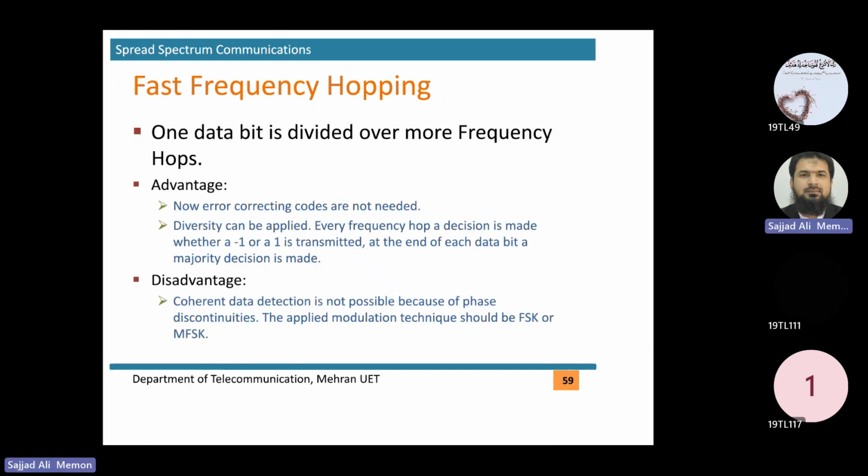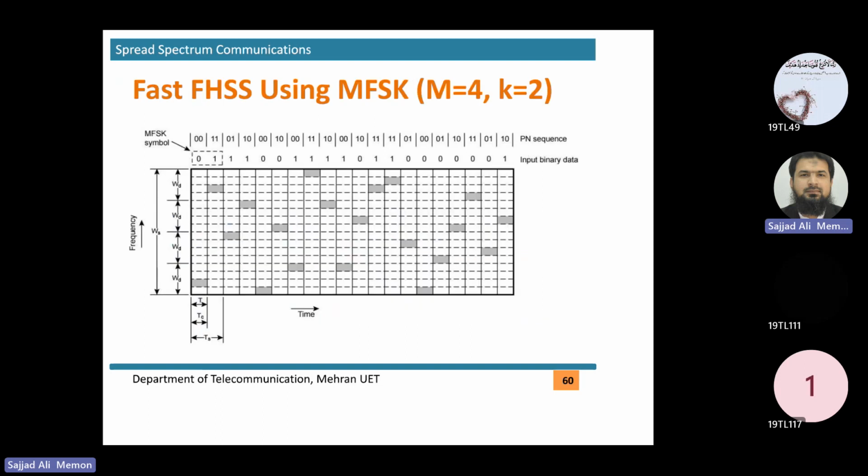Fast frequency hopping: one data bit is divided over more frequency hops. Advantage: error correcting codes are not needed. Diversity can be applied. At every frequency hop, a decision is made whether a -1 or 1 is transmitted, and at the end of each bit a majority decision is made. Disadvantage: coherent data detection is not possible because of phase discontinuities. The applied modulation technique should be FSK or MFSK. So that is an example of fast frequency hopping spread spectrum.